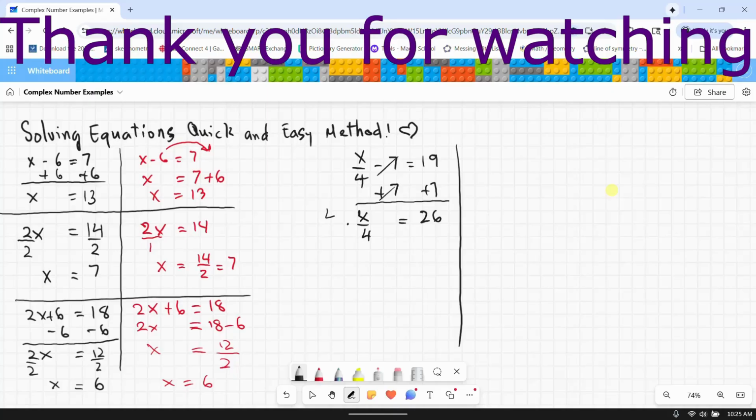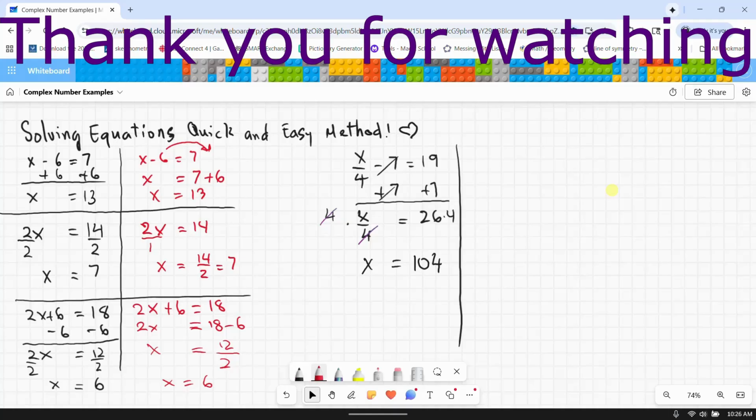So you have to write something like this. Okay? So you multiply both sides by 4, and this 4 cancels out. Okay? And now you would have x equal to 26 times 4. What is this? 6 times 4 is 24. So that's 104. Okay, so x equals 104.